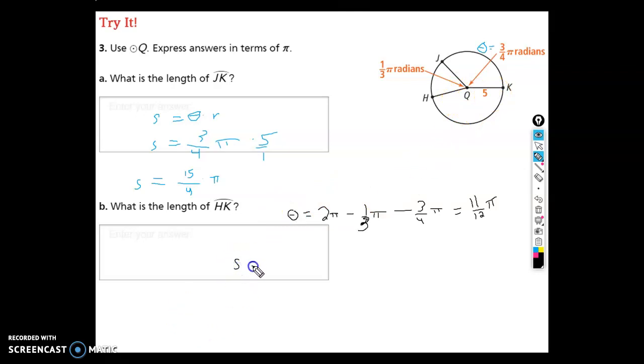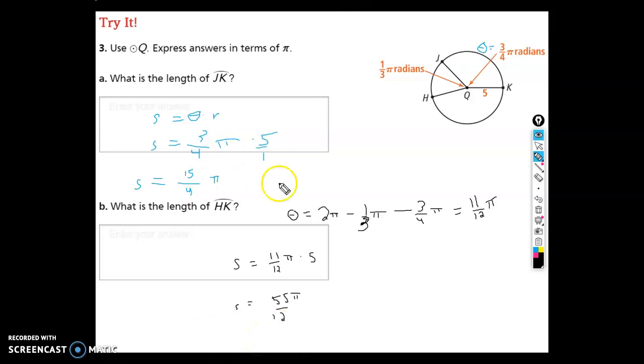Now, the arc length then is just 11/12 π, and you multiply it by the radius, which is 5. That is just going to give you 55π over 12. You can't really reduce that, but that's the arc length for HK. Now let's go on to area.